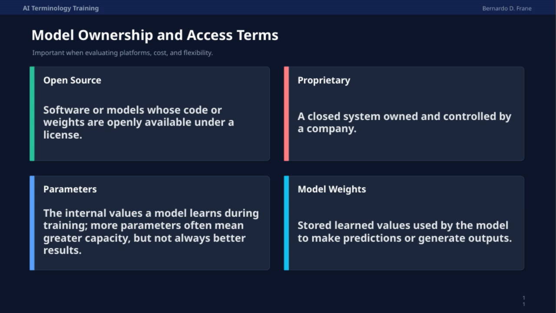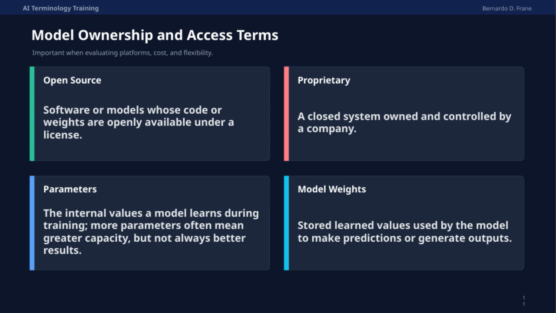Moving on, we have proprietary models. These are closed systems, meaning the company owns and controls everything about them. They're not openly shared with the public, which can impact how flexible or transparent you can be with their use.